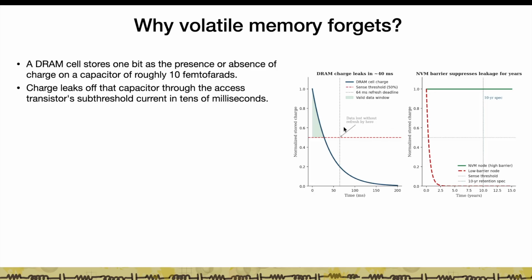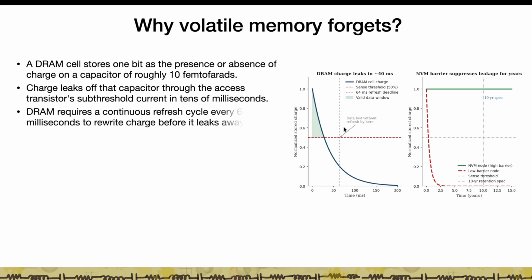At the capacitor sizes used in modern DRAM, roughly 10 femtofarads, the charge leaks away through the off-state transistor in milliseconds. The access transistor can't be shut off perfectly. Subthreshold current flows even when the gate voltage is below threshold, and that current slowly drains the capacitor. The Navy curve shows the exponential decay. The sense threshold, the 50% charge level below which the bit becomes ambiguous, is crossed in about 40 milliseconds under typical conditions. This is why your system memory is constantly being refreshed.